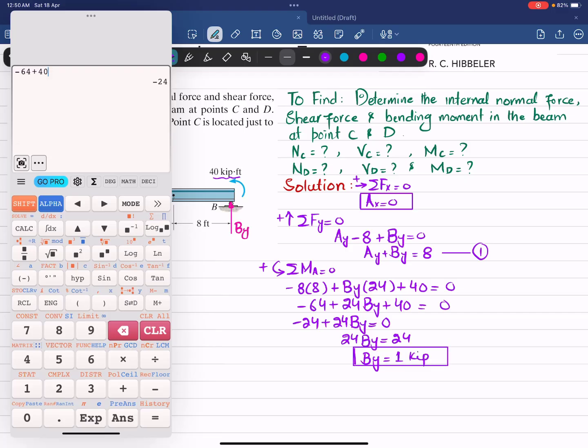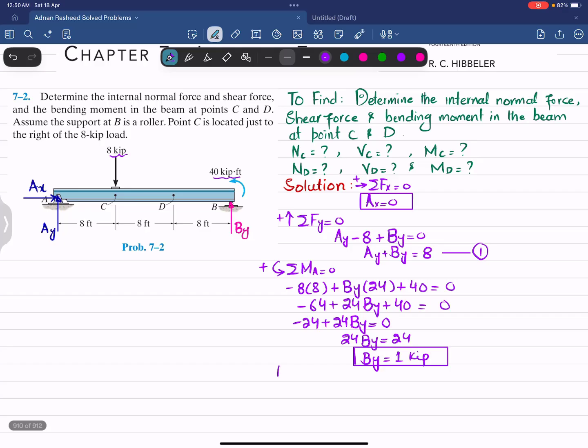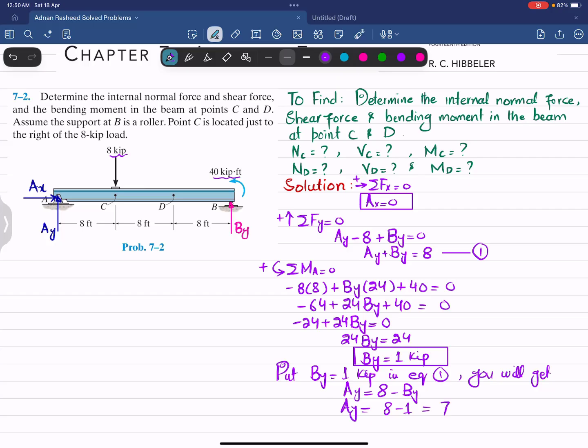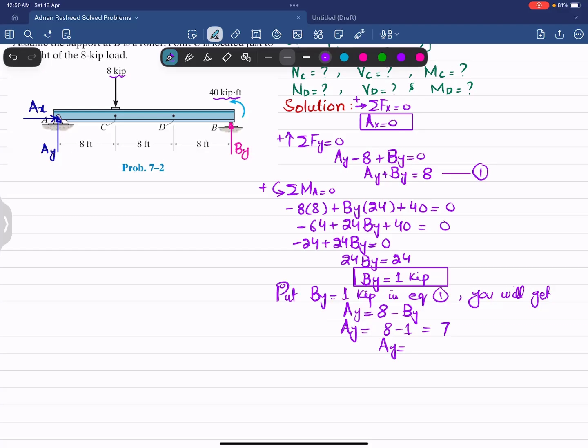So we have found By, and the last thing is that if you want to find Ay, put By is equal to 1 kip in equation 1. You will get Ay. So Ay will be equal to 8 minus By, and 8 minus 1 will be equal to 7 kip. So we get Ay is equal to 7 kip. So these three are the reaction forces. I will highlight them: Ax, By, and Ay.